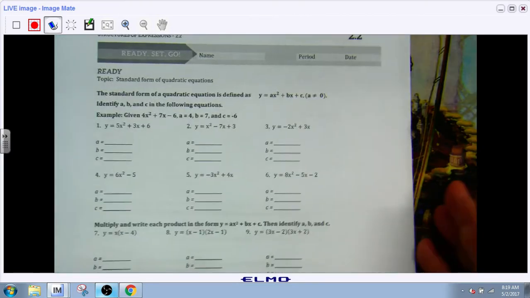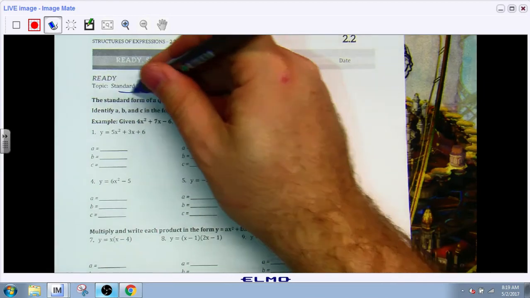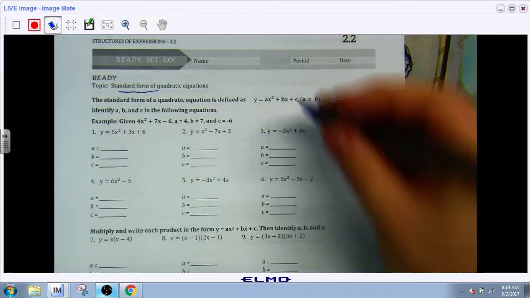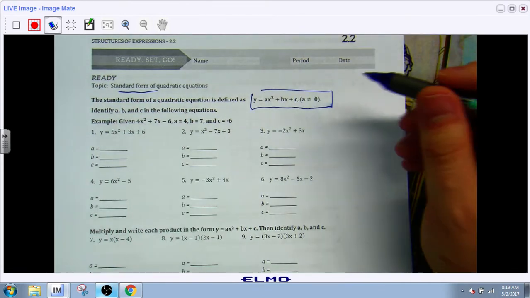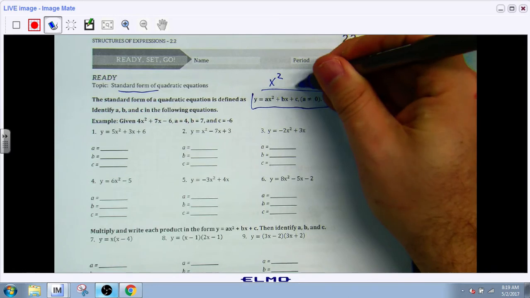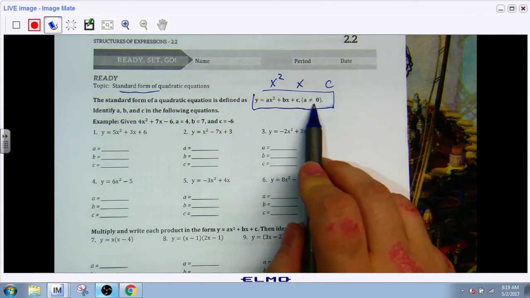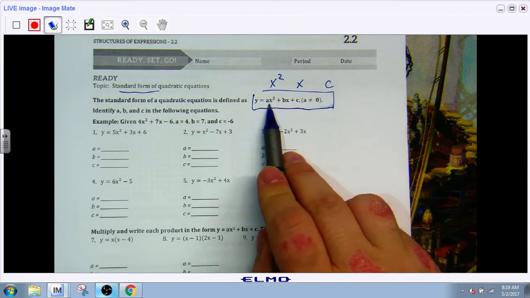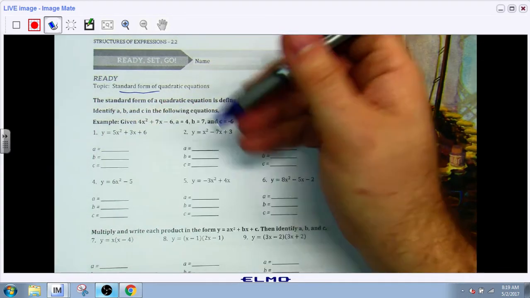All right. So for 2.2, it wants us to play with the standard form of the quadratic equation, where y equals ax squared plus bx plus c. The thing that I want you to note is that these have to be in descending order, where it goes x squared, then x, then our constant. Okay? So just keep that in mind. And where a is not 0, so we have an x squared term. So pretty much all we have to do is just identify the a's, b's, and c's.